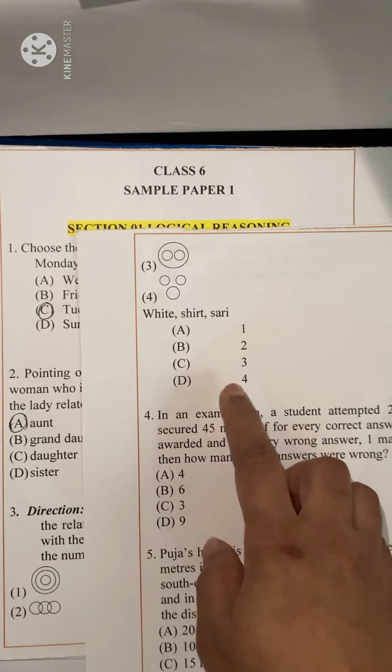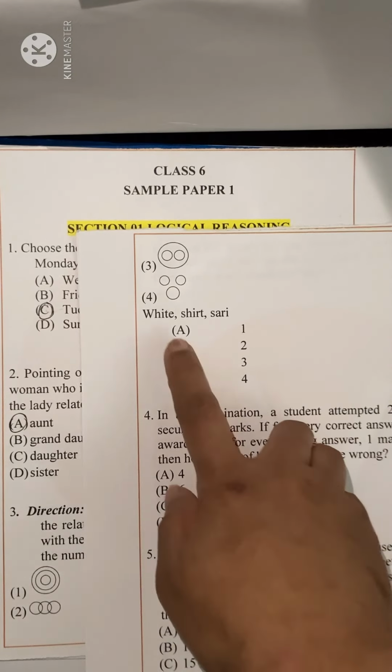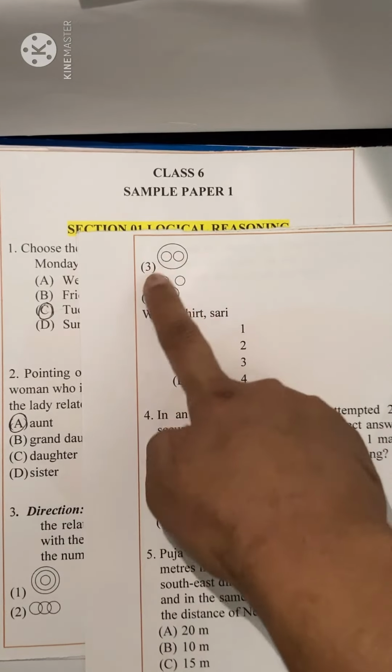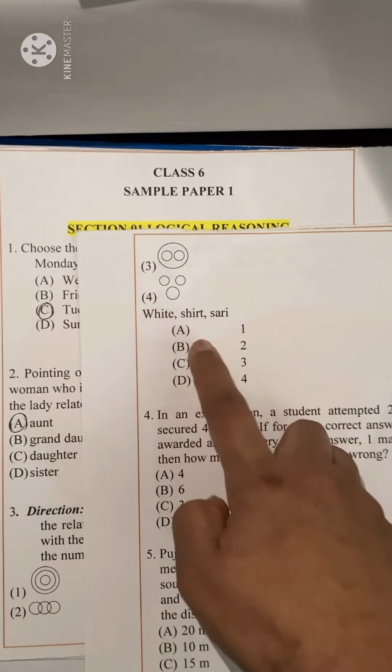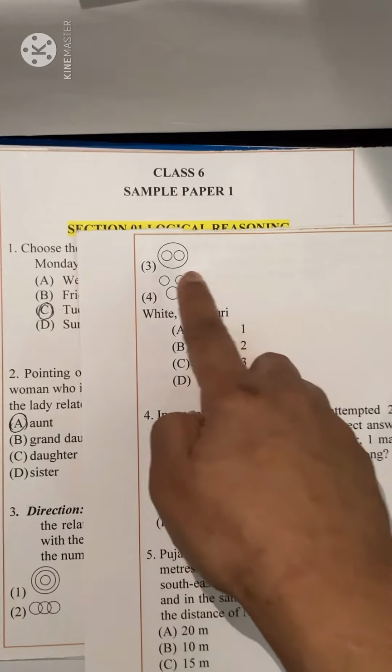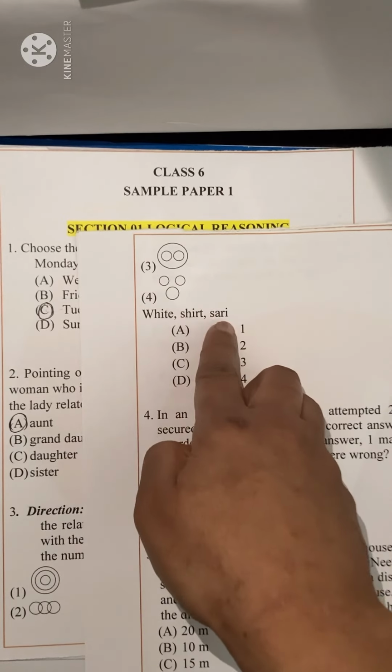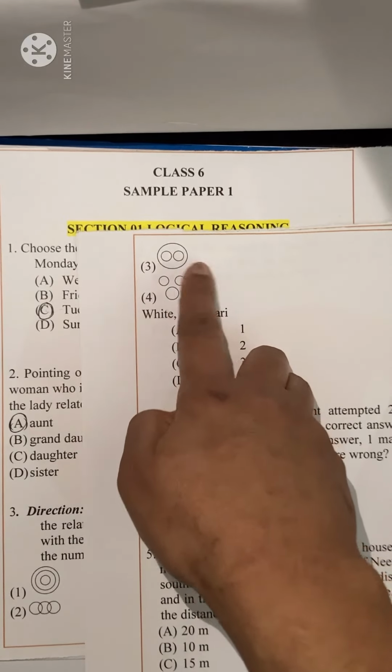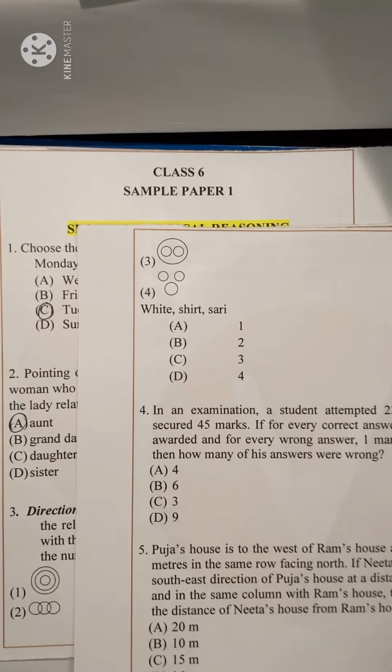So here the most possible answer is C, this one 3, because here white is a color, shirt and sari are clothes, and the shirt and sari can be white color. So this is most possible answer.